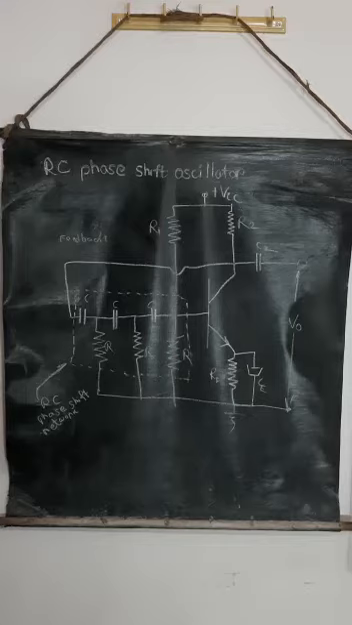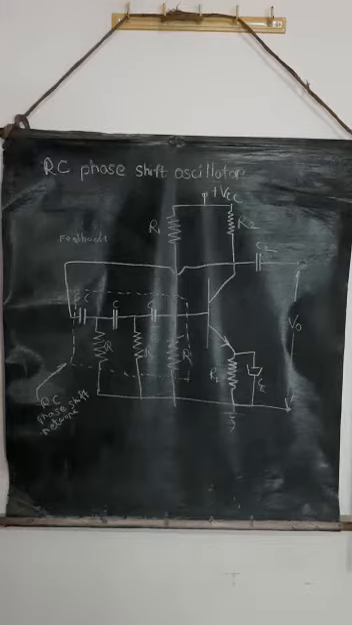It is a common emitter configuration with a three-stage RC network. The RC phase shift three-stage RC network is shown in the figure. It is used to provide the required 180 degree phase shift, in addition to the phase shift of 180 degrees of the transistor.